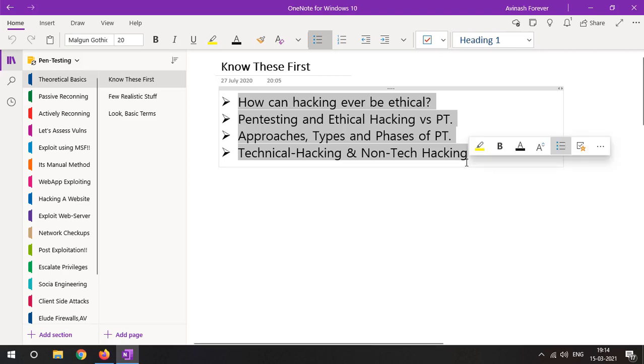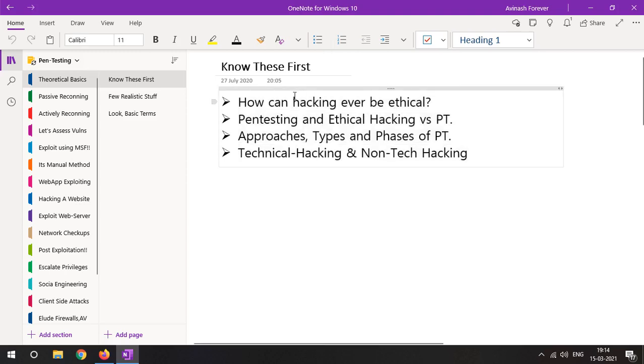I have divided today's lecture into 3 parts. The first one is some very basic things. The second one is about some things more specific to pen testing. And the third section will be about some terms which you should know about in the industry before actually starting up with the real hacking. Okay? So the first thing is, how can hacking ever be ethical?